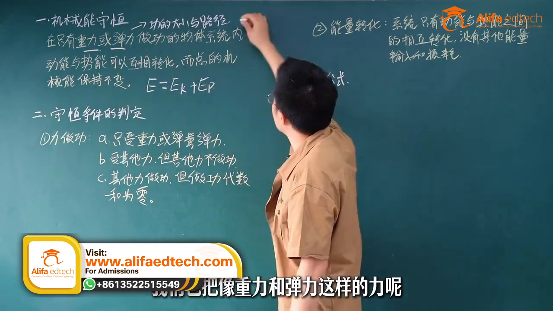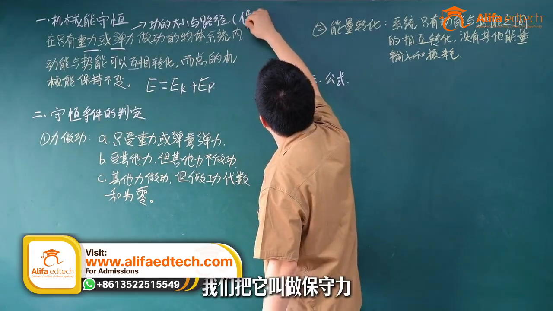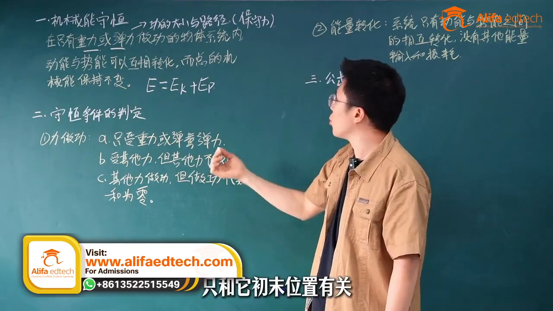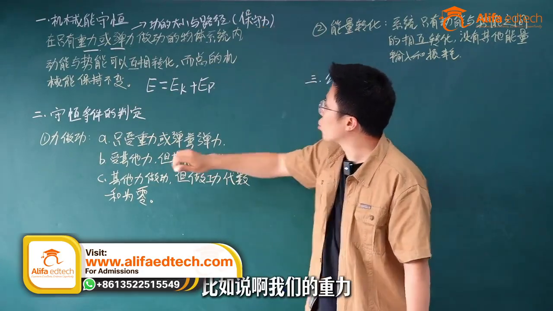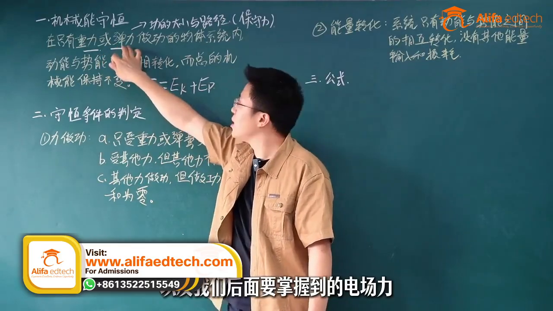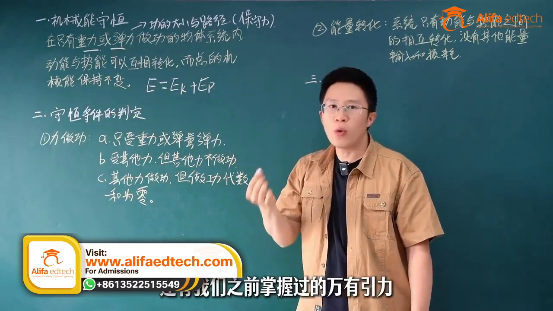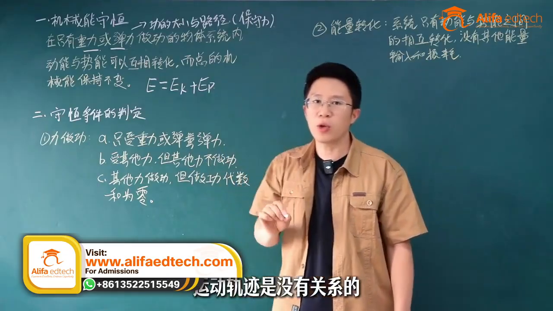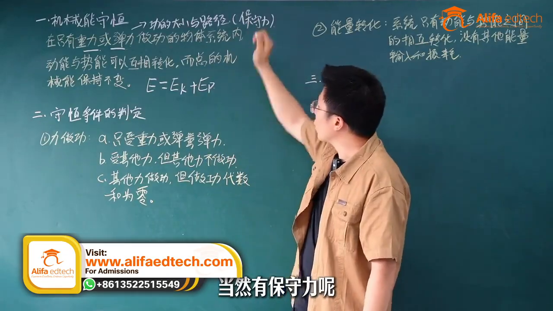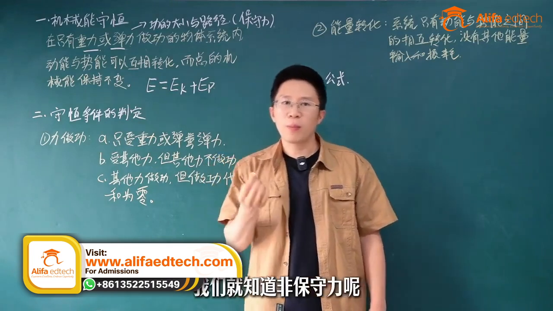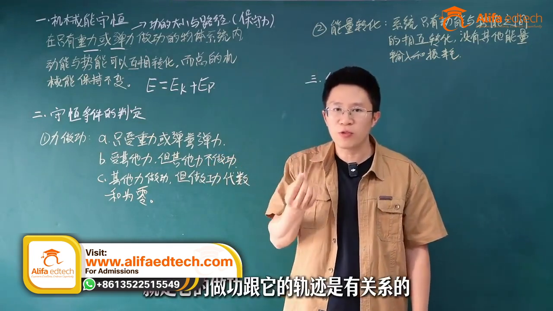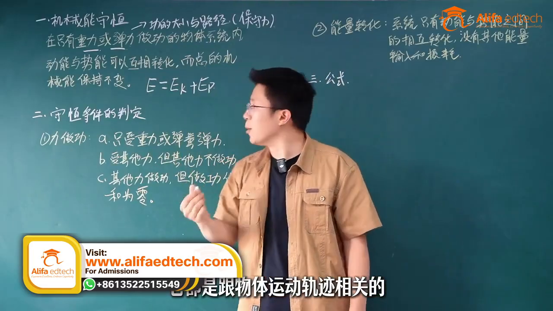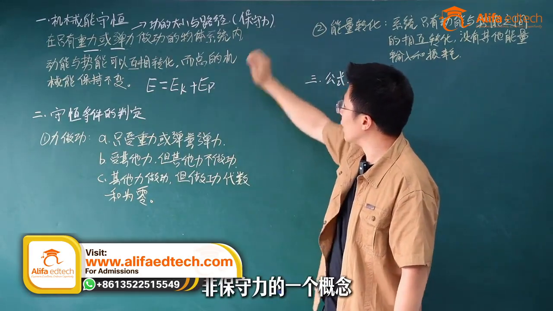Therefore, forces like gravity and elastic force are called conservative forces. A conservative force is a force whose work does not depend on the path taken by the object, but only on its initial and final positions. Such forces are called conservative forces. For example, gravity, the elastic force of a spring, the electric force that we will learn about later, and the universal gravitation we studied before. All of these are conservative forces. The work they do is unrelated to the object's trajectory and depends only on its initial and final positions. Of course, there are also non-conservative forces, which are the opposite of conservative forces. We know that for non-conservative forces, the work they do is related to the path taken. For example, friction and air resistance are both related to the object's trajectory. This is the concept of conservative and non-conservative forces.